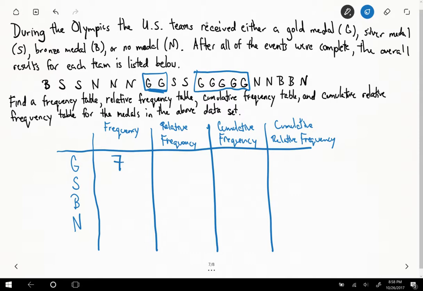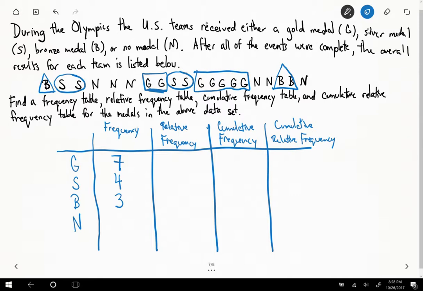Silvers. Okay, so we'll circle these. You got 2 silvers, another 2 silvers. So that makes 4 silvers overall. I don't think there's any others. Bronze. Let's see what happens here. And so we'll do triangles for bronze just so I can distinguish. So there's 1 bronze, and then 2 more bronze, so that makes 3 bronze.